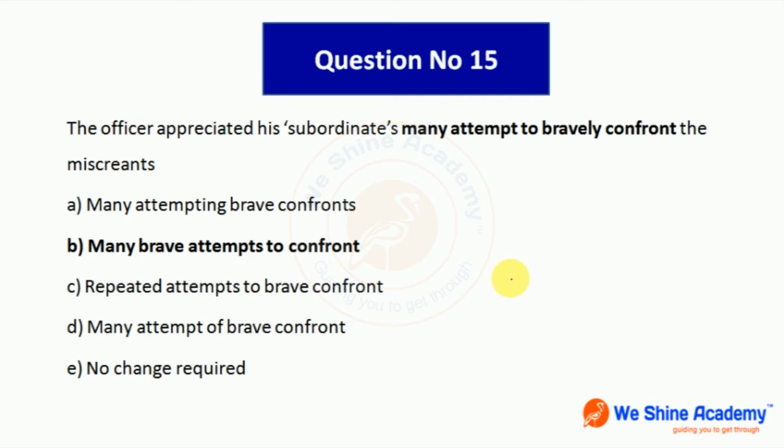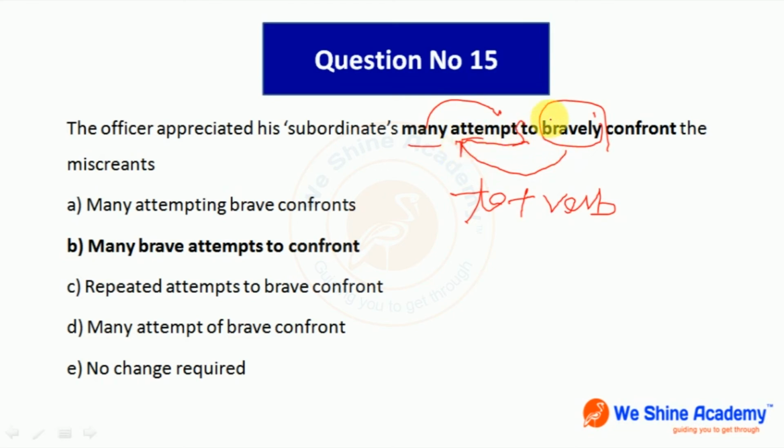Question number 15. The officer appreciated his subordinates' many attempts to bravely confront. So I have already told about the to, it should always be followed by a verb. Here the verb is confront, so we can interchange their position as many brave attempts, because many is a plural word, should always be followed by a plural noun. Many brave attempts. Why have I changed bravely into brave? Because bravely is an adverb. In order to qualify this noun, we need an adjective here. So we can change it to many brave attempts to confront. Answer is option B.